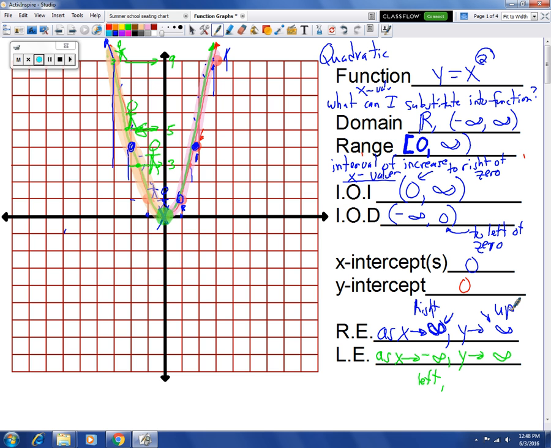Now what does a negative infinity mean? Well, it can mean going left, and if we had a negative infinity over here, it means going down. But this one is the same as the one on the right end. That one means going up also. So if you have a negative infinity, down.